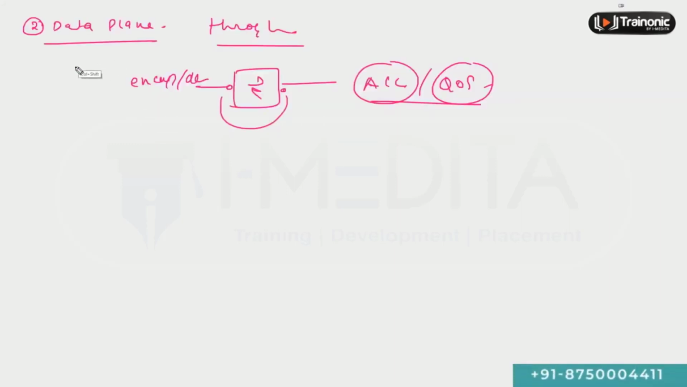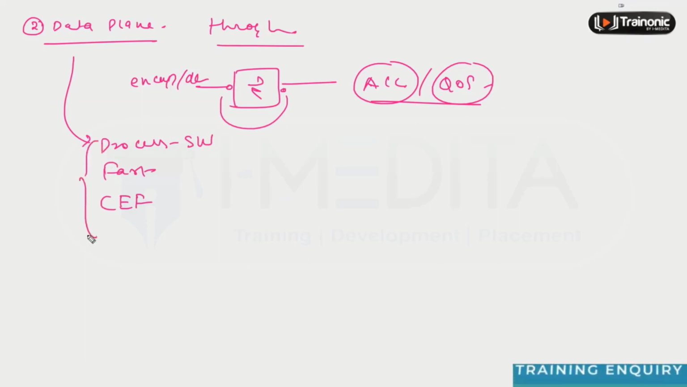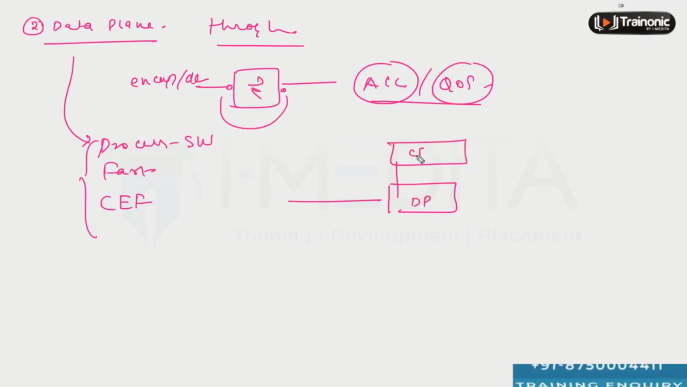Now, when we talk about forwarding techniques, in older times we had something called process switching. We had something called fast switching. And nowadays, in Cisco devices, we have CEF, Cisco Express Forwarding. What used to happen in process switching? Anytime a packet arrives on the device in the data plane, the packet will be sent towards the control plane. The control plane is going to do all the lookup, and then it is going to instruct the data plane to forward the packet out of a particular interface, and then the data plane is going to do the necessary encapsulation and forward the packet out of the interface.